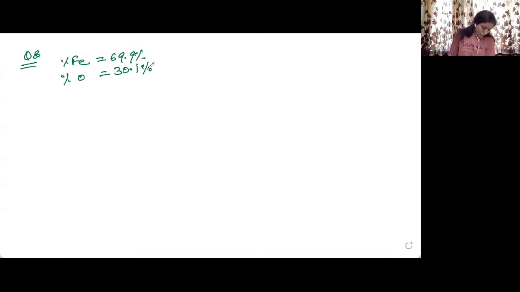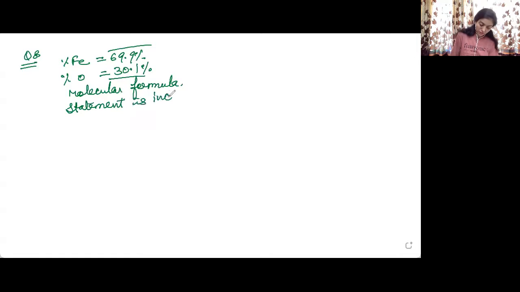So in that very question, we needed to find out the empirical formula that we have already determined. Here we need to find out the molecular formula. So you have been given only this much information and you need to find out the molecular formula. From this much information, we will not be able to find out the molecular formula. This statement is incomplete. At least if we had molecular formula mass, we would be able to find out the molecular formula.